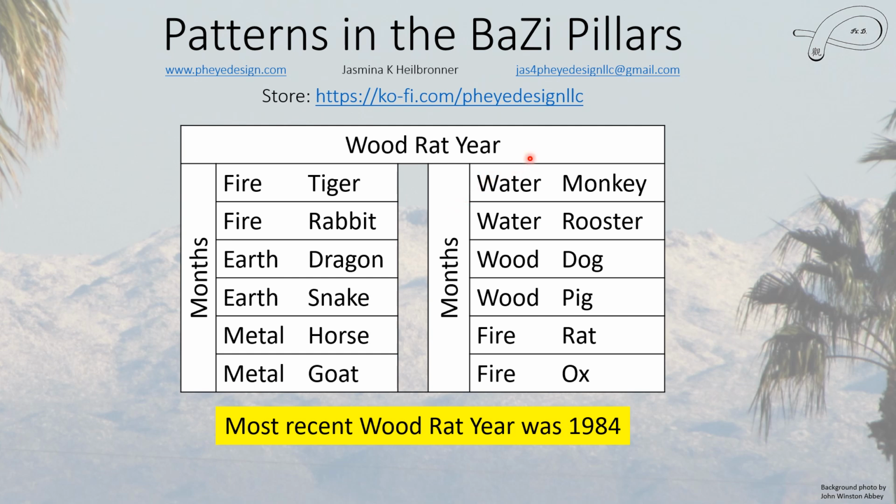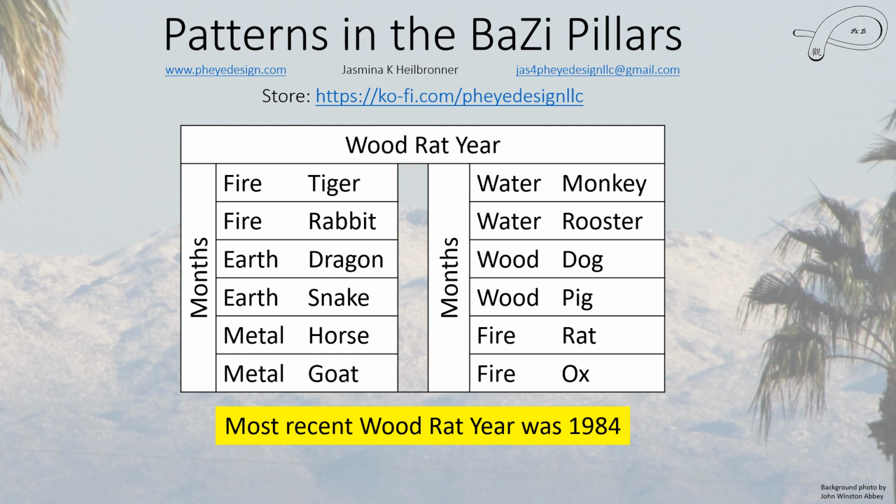So if you have a wood rat year, I don't care what kind of year, when this happens, the tiger month will always be a fire tiger month. The rabbit month will also be a fire rabbit month. Can't have any other one. And if we're talking about, let's say, a fire rat year, it won't be a fire tiger. It will be a different one. This link between these two is solid, and the same thing happens for all the rest of the months.